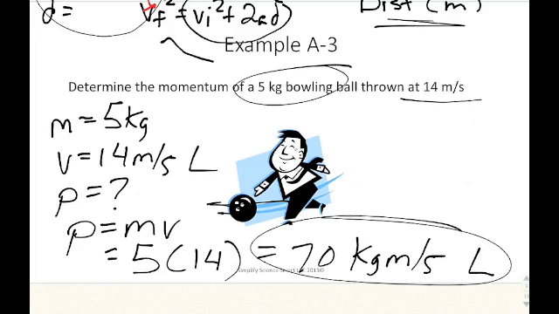So now you should have a pretty good grasp of what momentum is, and you should be able to calculate momentum, velocity, and mass, given those appropriate variables. And you should also be able to do the things with a graph and relate all our kinematics motion to these things as well.